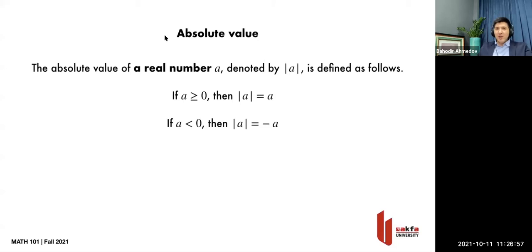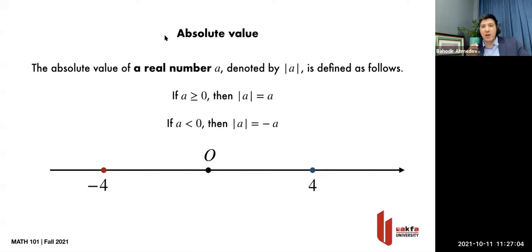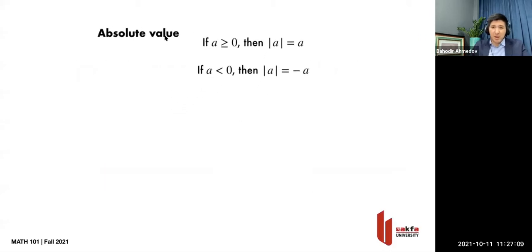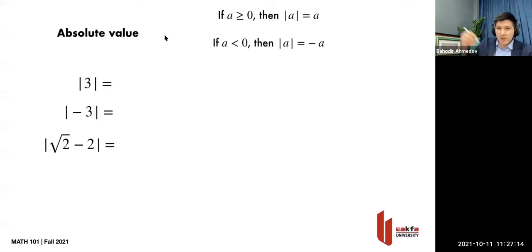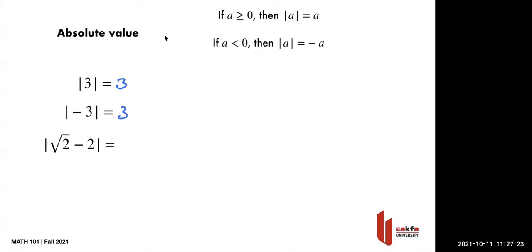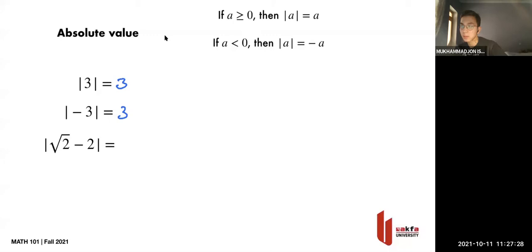Okay. So there is the absolute value as well. The absolute value is when we simply take the value of the number without taking into account its sign. For example, the absolute value of -3 is simply 3, or the absolute value of 2 is simply 2, and so on. So let's do a couple of exercises. The absolute value of 3 is 3. The absolute value of -3 is 3. What is the absolute value of the square root of 2 minus 2? It will be positive.